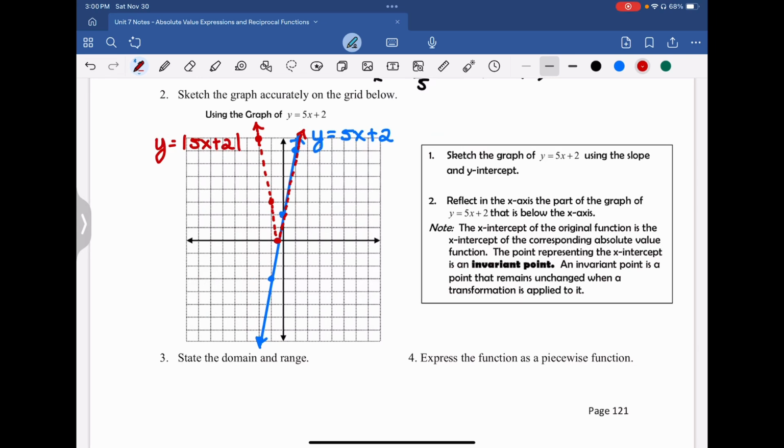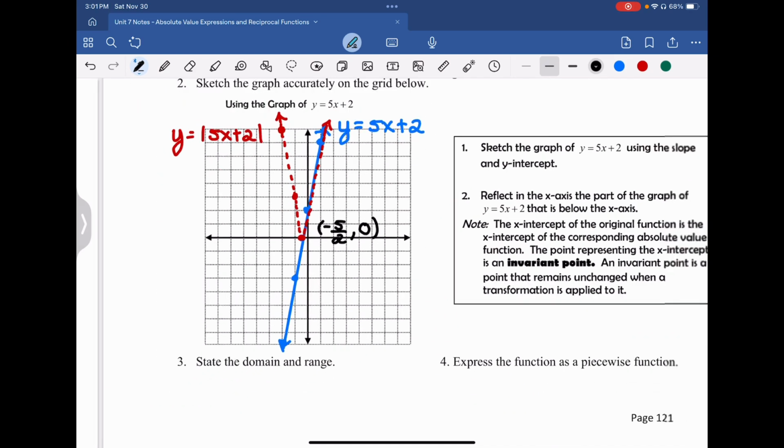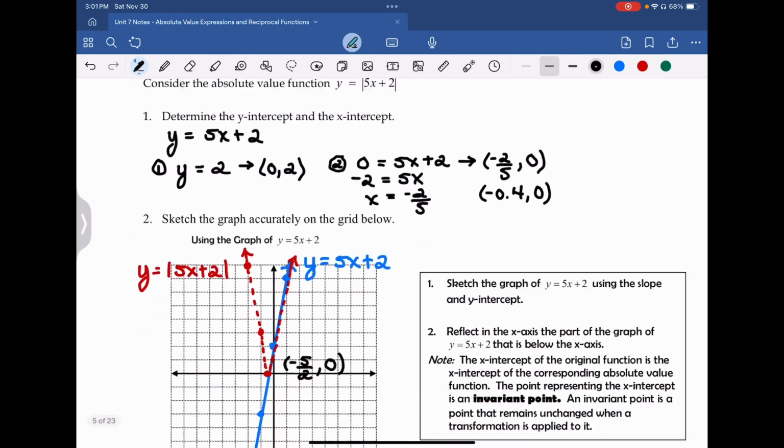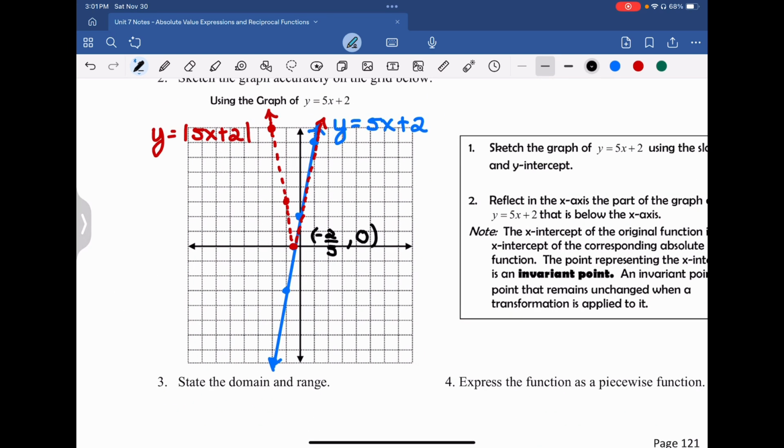Now what we want to do is, based on this, we're going to state the domain and range of this absolute value function, the one that's represented in red here. The invariant point, if we wanted to list it out here just so that we have it as a coordinate, it was equal to -5/2 and then 0, like this. And then, hold up a minute, let me make sure I got this all good here. So this is -2/5. Sorry, I knew I was flipping something here. So this is -2/5. There we go. Okay, so there's our invariant point. That's the one that stayed the same.